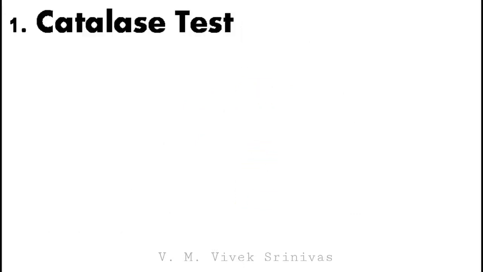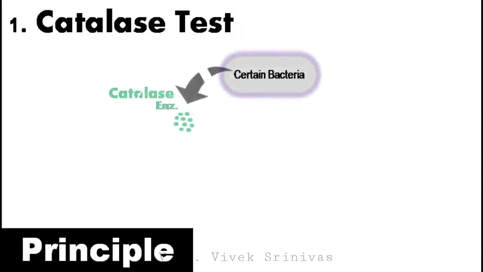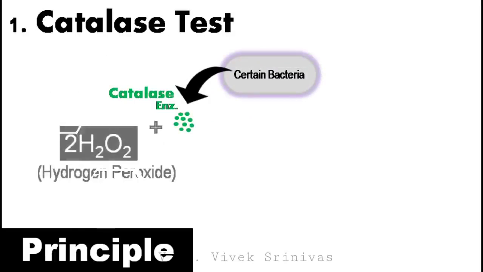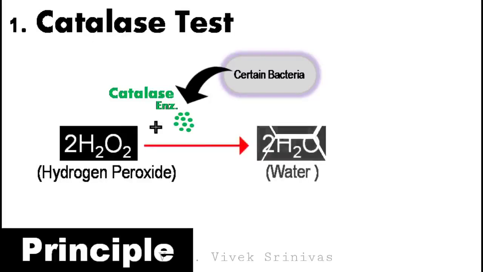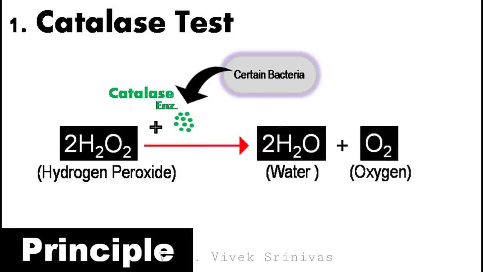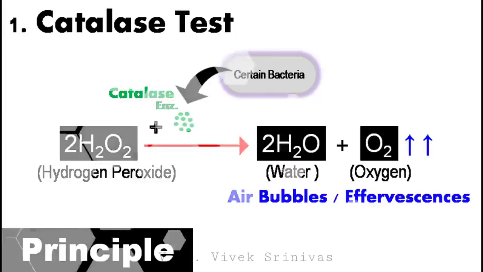First, we see about the catalase test. The principle: certain bacteria produce the enzyme catalase. This enzyme is capable of decomposing hydrogen peroxide to water and oxygen. The release of oxygen is observed as bubbles or effervescence formation. This is the principle behind the catalase test.